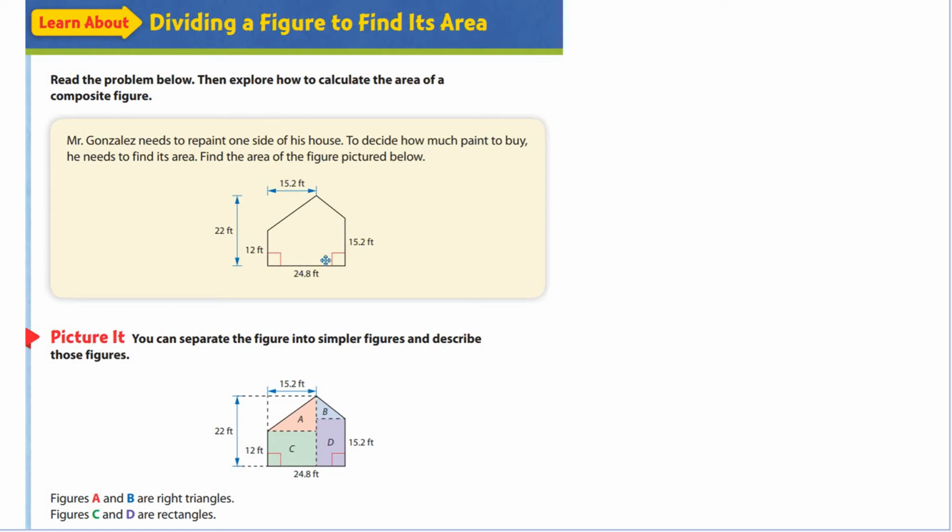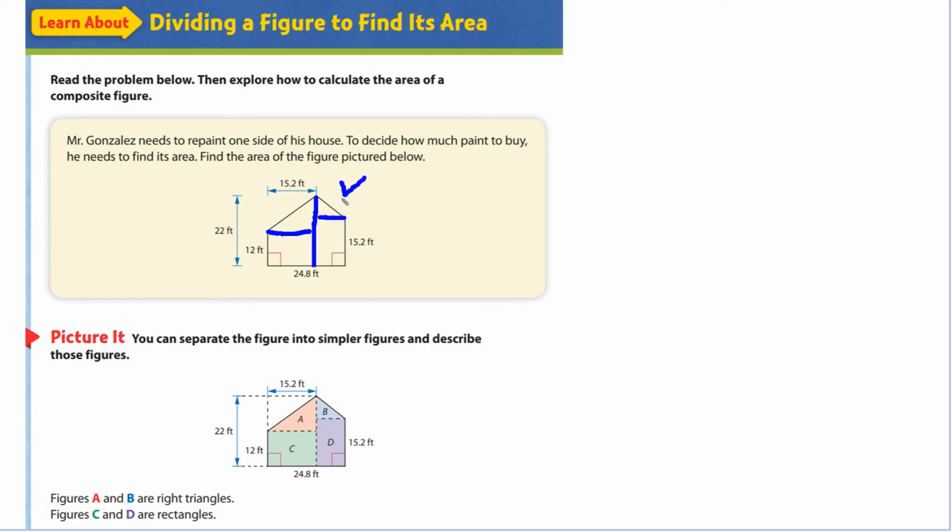So here's the irregular shape, and remember it's a two-dimensional shape. The way we can find the area of this shape is to separate the figure into simpler figures and describe those figures. So look, they extended these lines. As you can see, the height is 22 feet. The length over here is 15.2 feet all the way to here. And what they've done is cut these into shapes, just like that, and up here from this line.